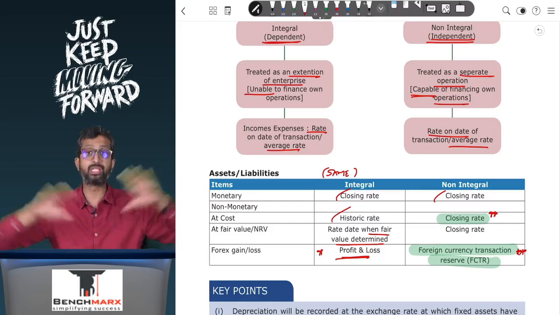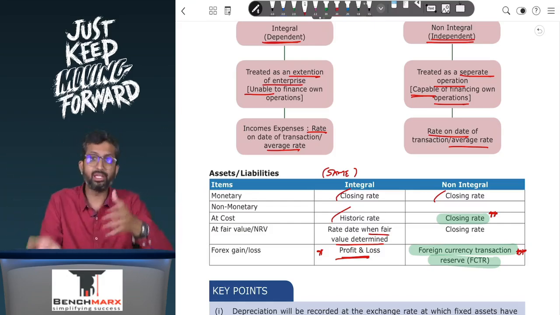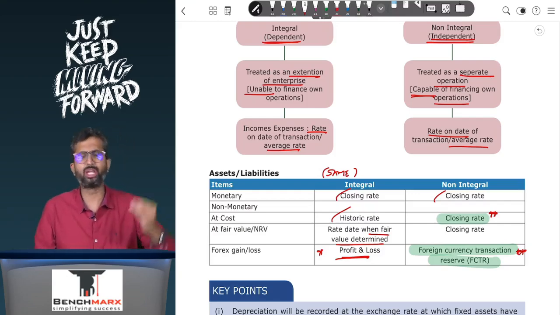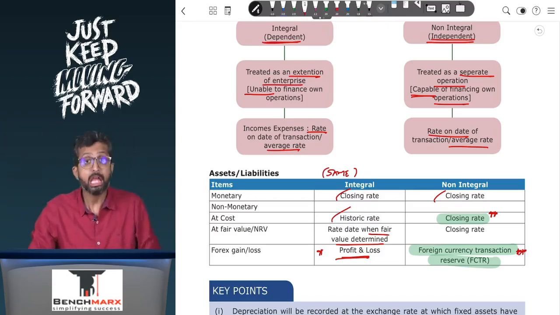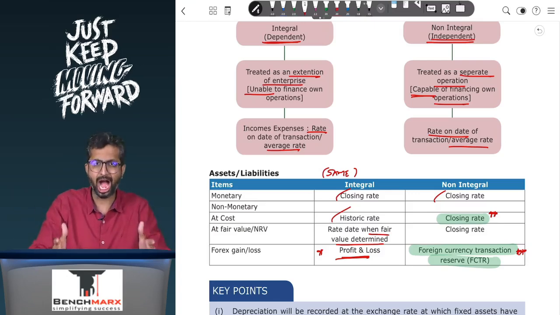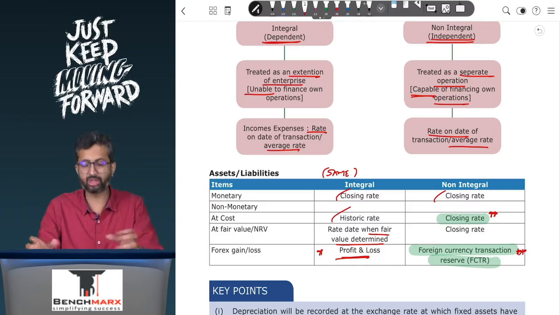The trial balance in the foreign currency would ideally tally. Now what will happen is, you will apply the specific exchange rates. Some items you will apply the rate on the date of transaction or average rate, some items you will apply the closing rate, some items you will apply the historic rate. So there will be a mess. You will apply different exchange rates. Now after applying those rates, if you see the total of the trial balance, it will not tally.